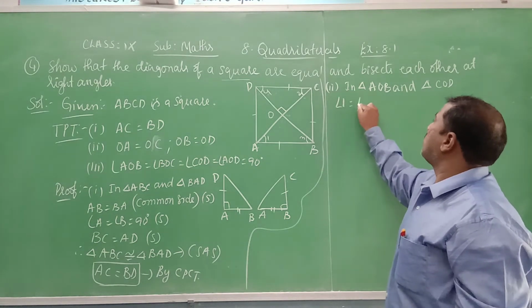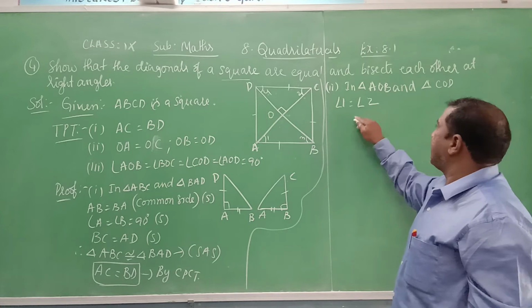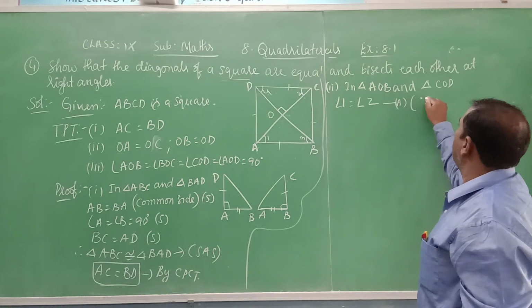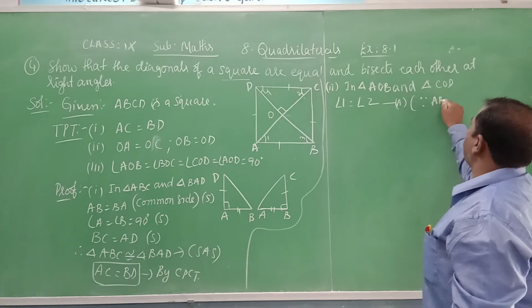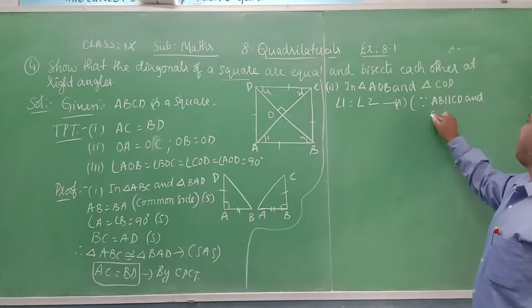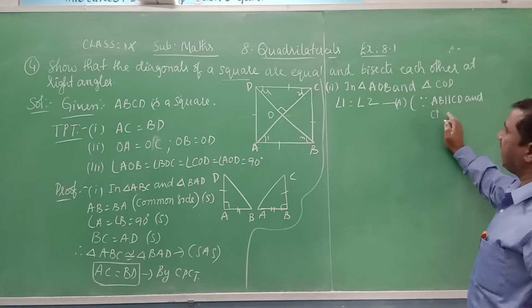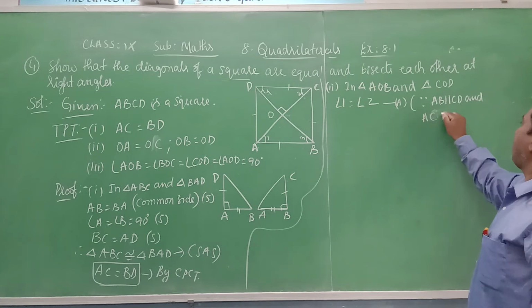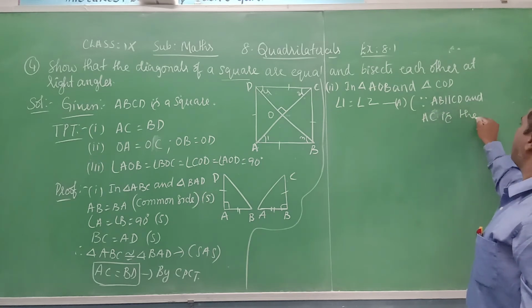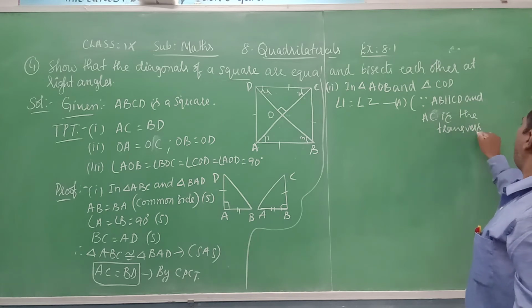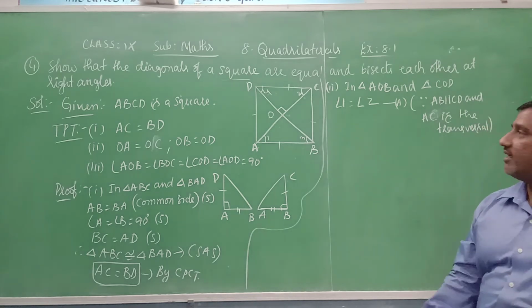Angle 1 is equal to angle 2. That is angle. Why are they equal? Since AB is parallel to CD and AC is the transversal, alternate interior angles are equal.